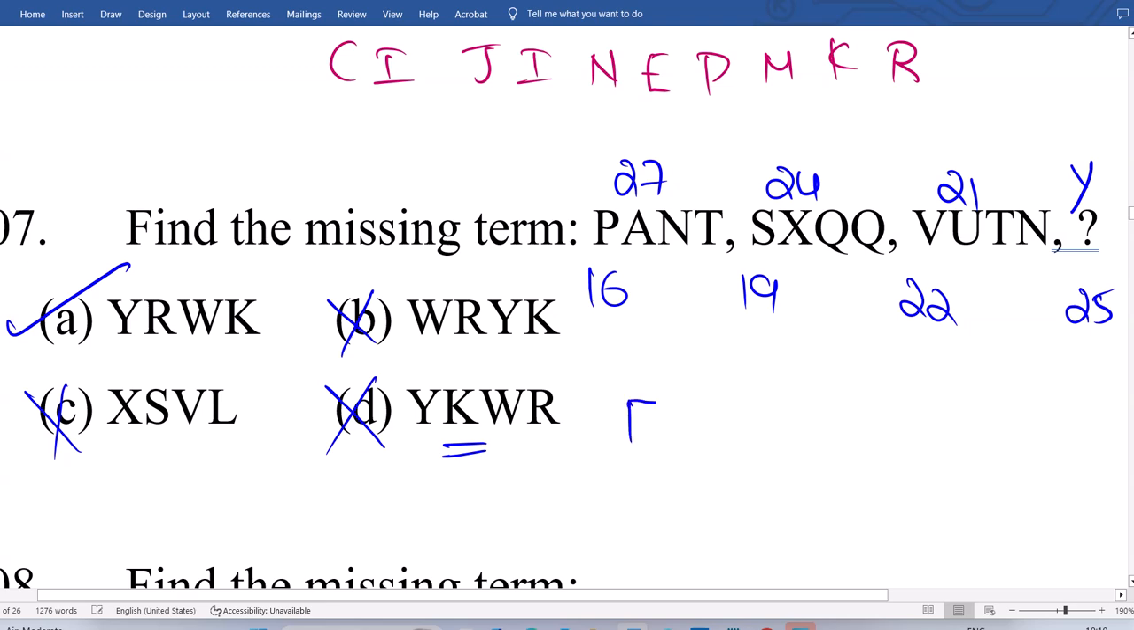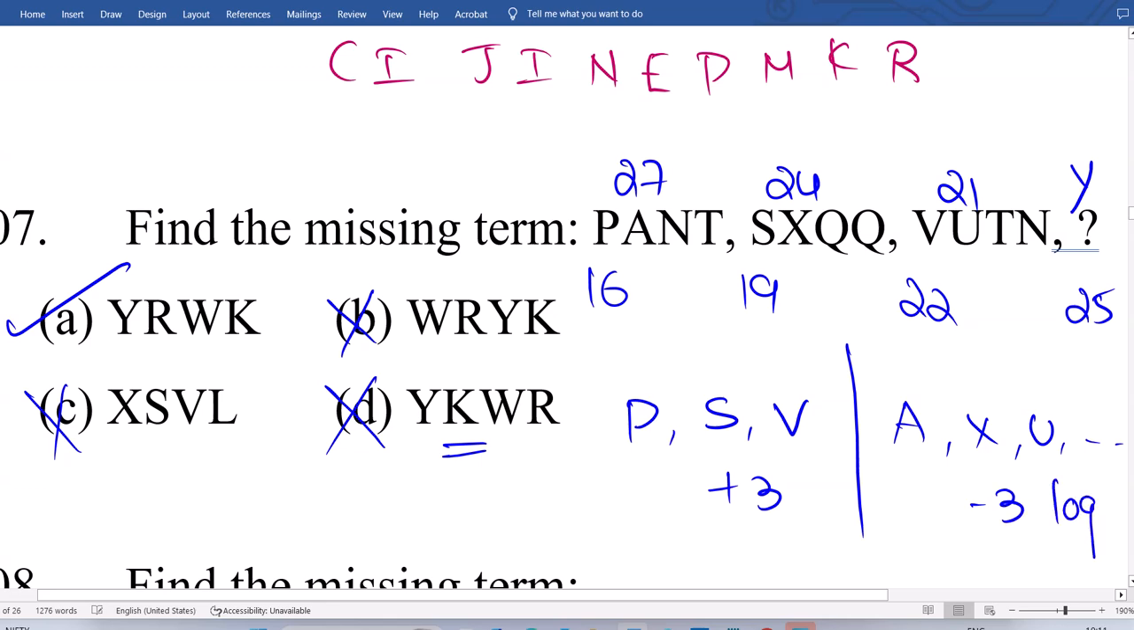So first letter is plus 3. Second letter is minus 3. You can take A value 27 also. A can be 1 or A can be 27 as well. First letters are following plus 3 logic. Second letters are following minus 3 logic. We have Y and R. First two letters Y and R, only one option available.